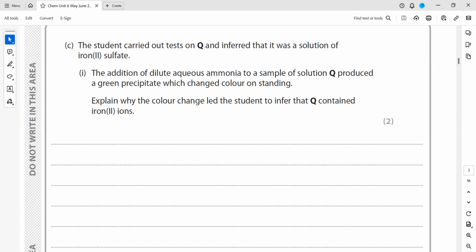And then what will happen? The precipitate will turn brown. Why will the precipitate turn brown? Because of the formation of iron 3. Iron 2 is green in color, but when we have iron 3, that is brown in color. So it is oxidized and changes from green to brown, iron 3 hydroxide. Iron 2 is being oxidized, and that's why there's a color change.